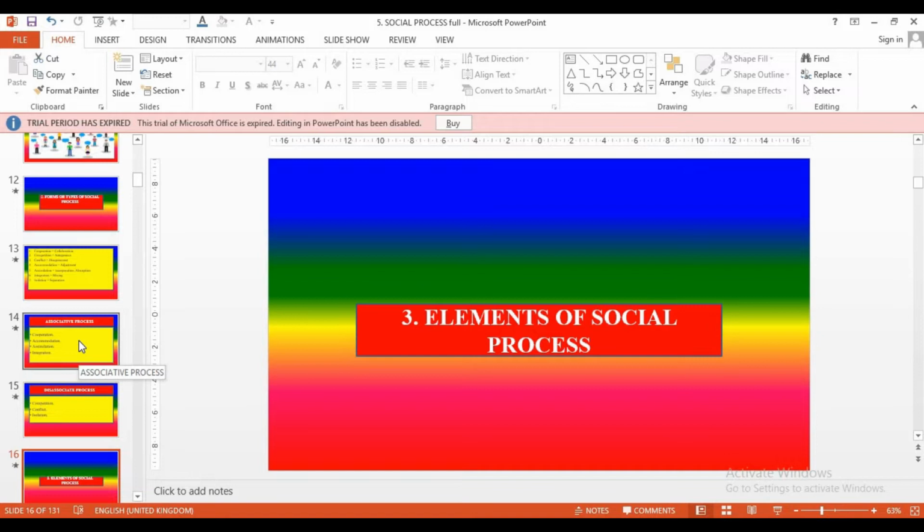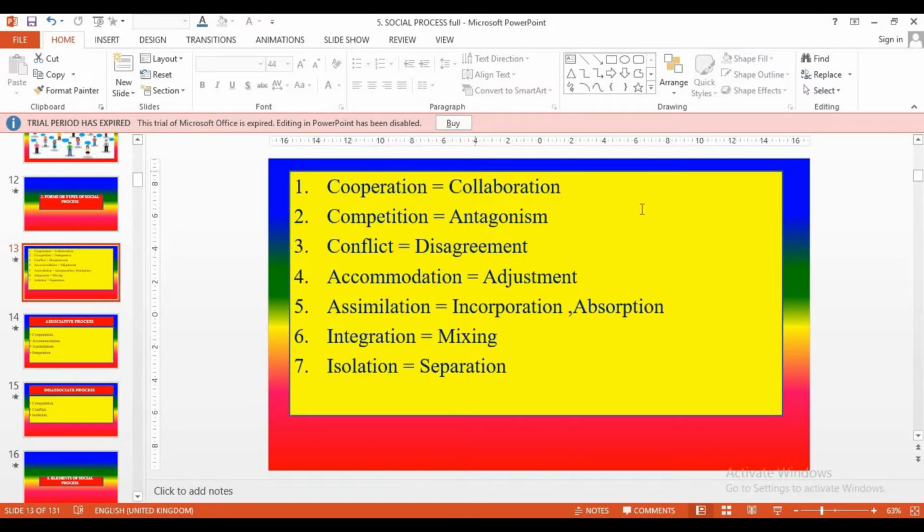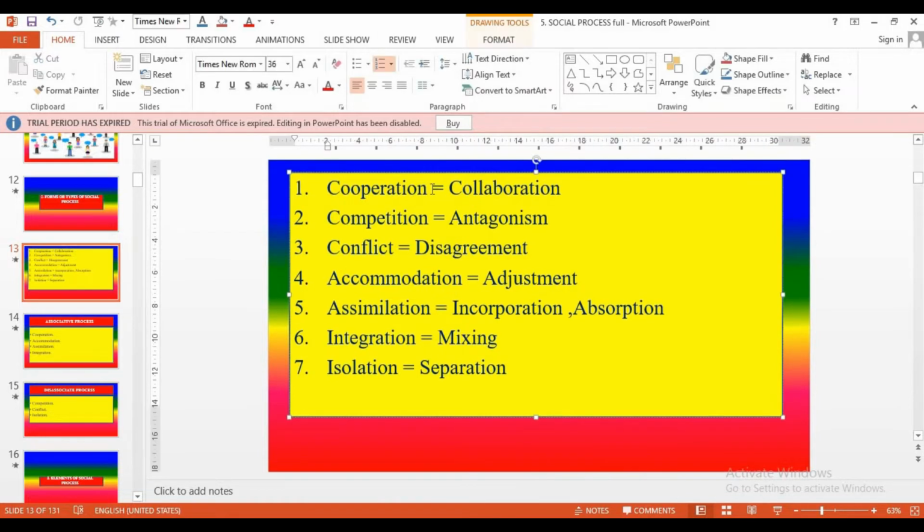I would like to give some more explanation for this. How is this a process? Process means step by step events. Students, every social group started from cooperation. Every group's members interact with each other.